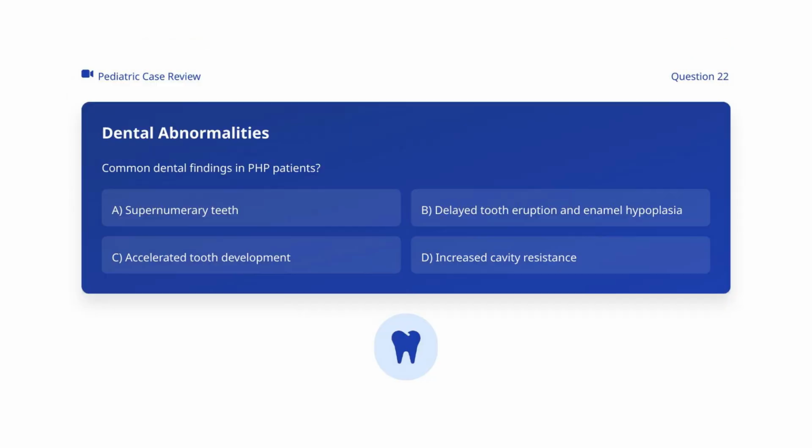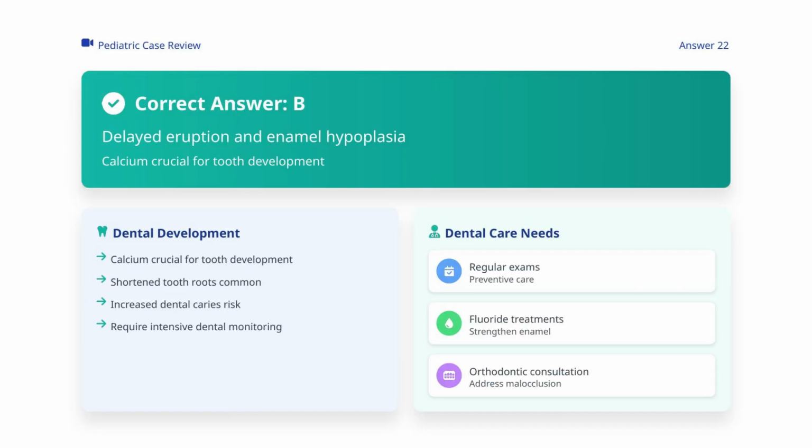What are common dental findings in pseudohypoparathyroidism patients? Option A, supernumerary teeth. Option B, delayed tooth eruption and enamel hypoplasia. Option C, accelerated tooth development. Option D, increased cavity resistance. Consider calcium's role in dental development. The correct answer is B, delayed tooth eruption and enamel hypoplasia.